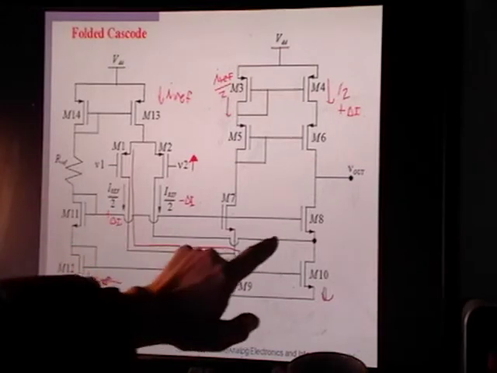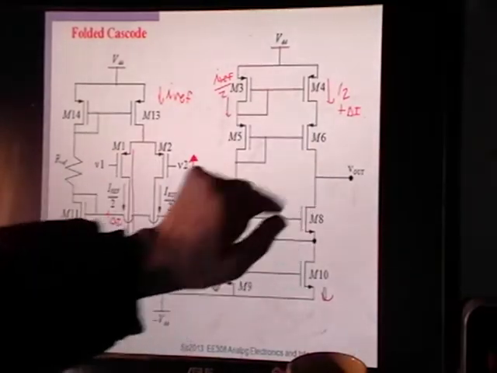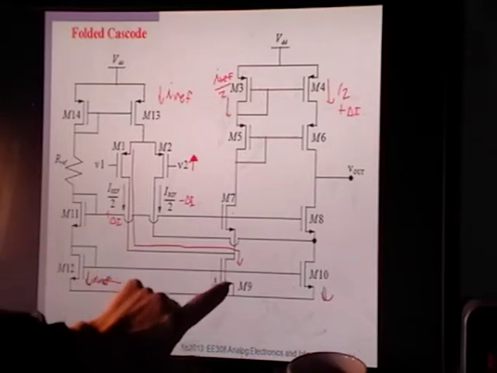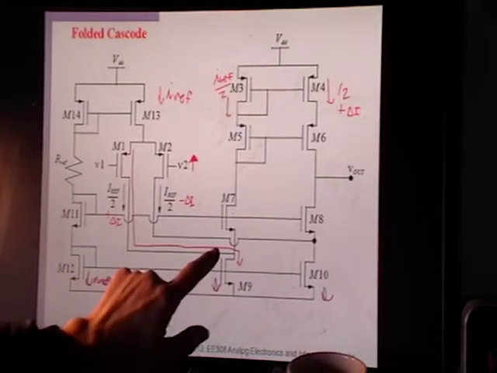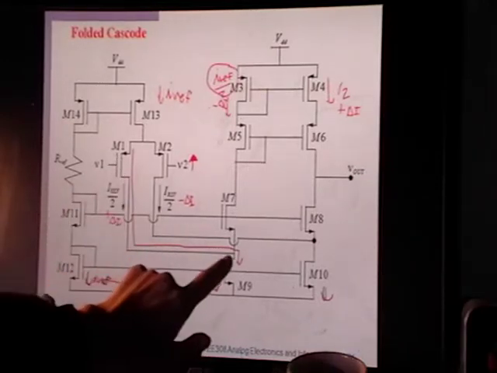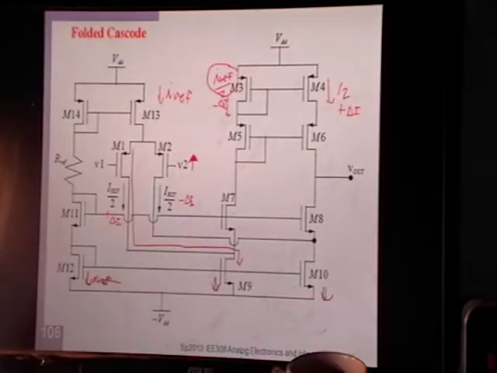So if the current through here drops by delta I, it has to sum to Iref. If this current drops by delta I, this has to increase by delta I. And let's see what happens over here. If this increases by delta I, remember this has to sum to Iref, so this side actually has to decrease by delta I. Now that's really hard to read. So you had your original current, and now you have to subtract delta I. This side is actually more than our Iref over 2 now. Well, so what does this do for us?